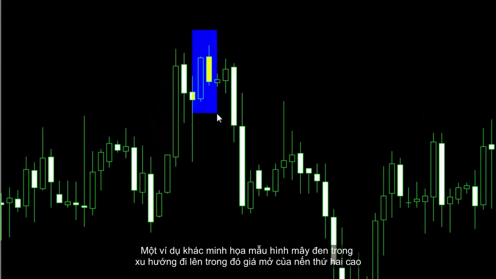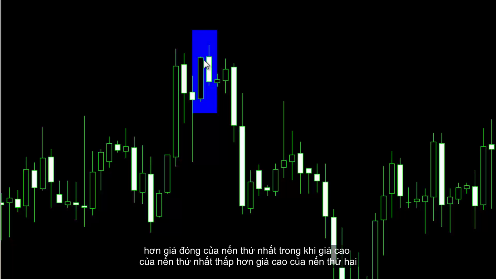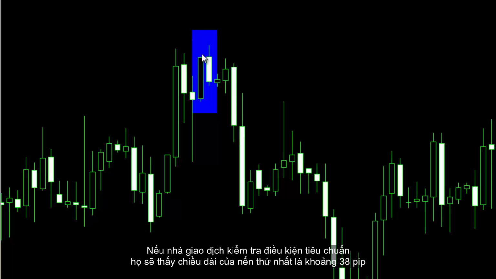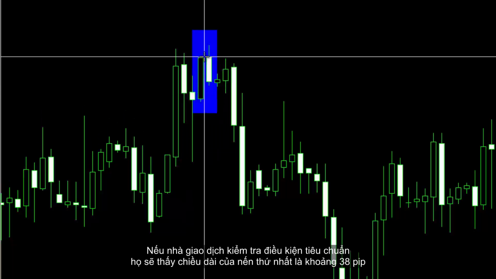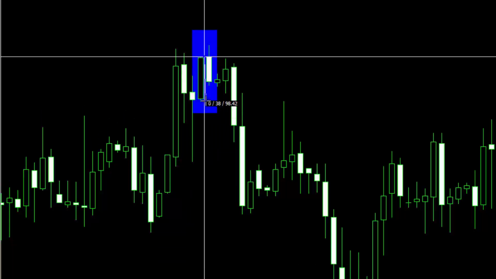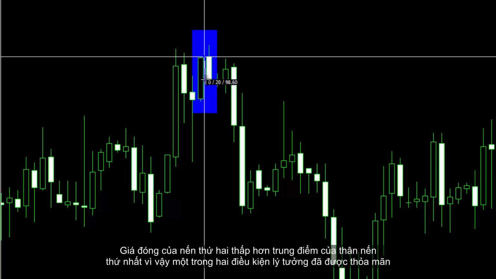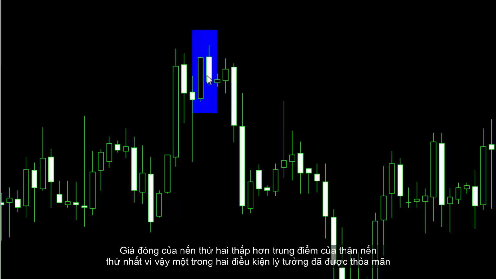Another example illustrates a dark cloud pattern in an uptrend, in which the open price of the second candle is higher than the close price of the first candle, while the high price of the first candle is lower than the high price of the second candle. If a trader checks the ideal conditions, he or she will find that the length of the first candle is around 38 pips. The second candle close price is lower than the middle of the first candle body. Thus, one of the ideal conditions is fulfilled.